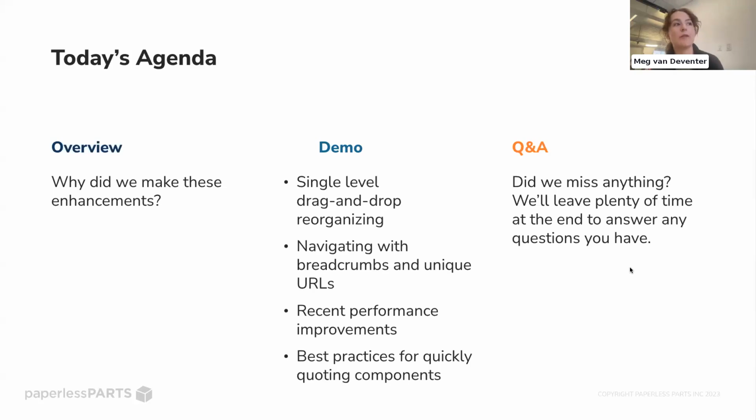I'm going to give you guys a demo of a couple of things that are new. So we have single level drag and drop reorganizing, not to be confused with drag and drop BOM restructuring, but this is a tool that we built to help you guys confirm your BOM structure before you start costing. We're going to talk about new navigational tools like breadcrumbs, unique URLs, and tooltips. We'll talk through a couple of recent performance improvements that we've made, especially for larger, more complex BOMs. And then I'll just talk you guys through some best practices, like I said, any pitfalls that I've seen in the past for quickly quoting assemblies and components. And then we'll leave plenty of time again at the end to answer any questions that you may have. So let's jump in.